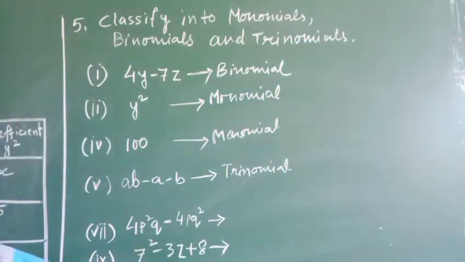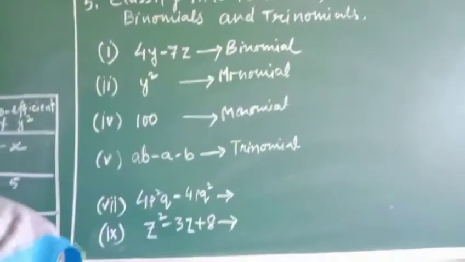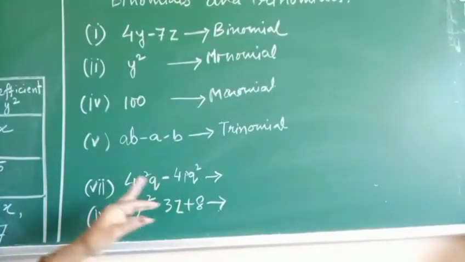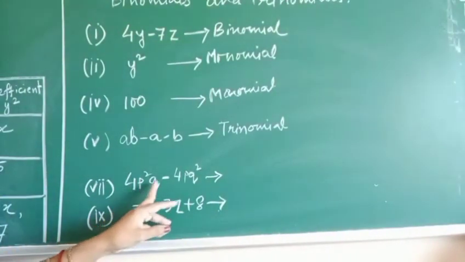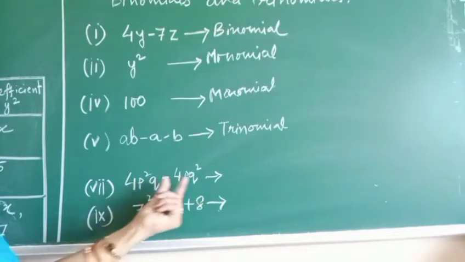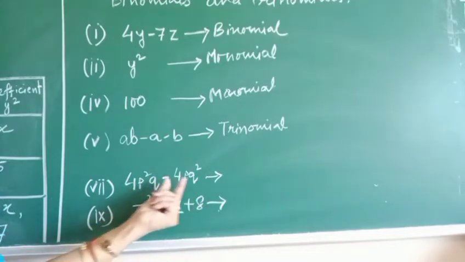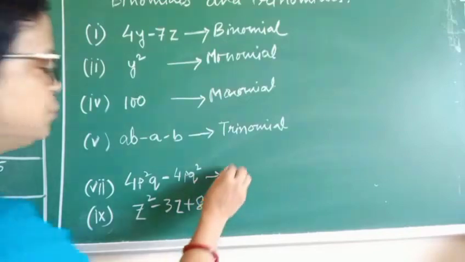This one, you can see how many terms are there. You can count and tell me. Yes, 4p square q minus 4p q square. Two terms, very clearly 4p square q and minus 4p q square. So it will be a binomial.